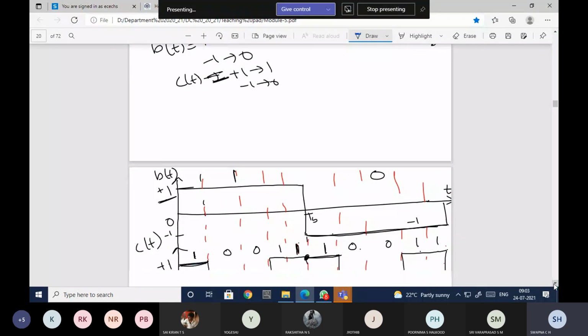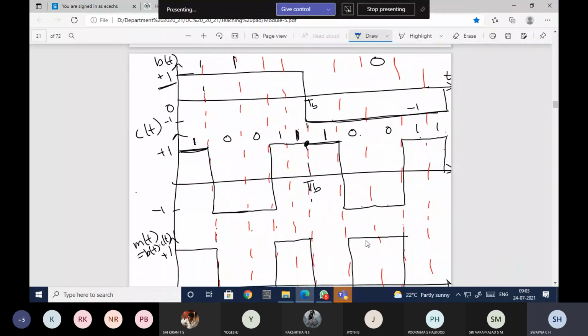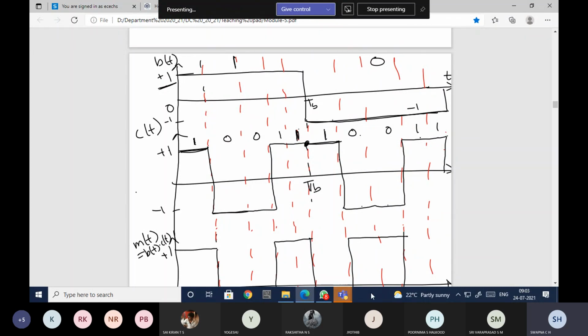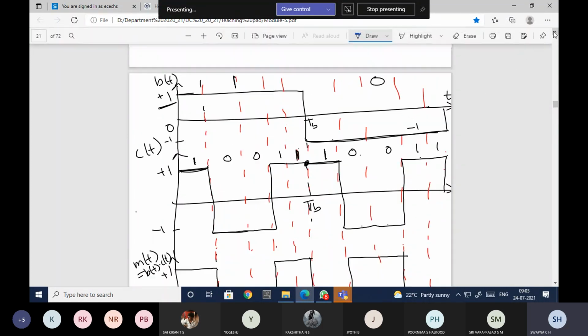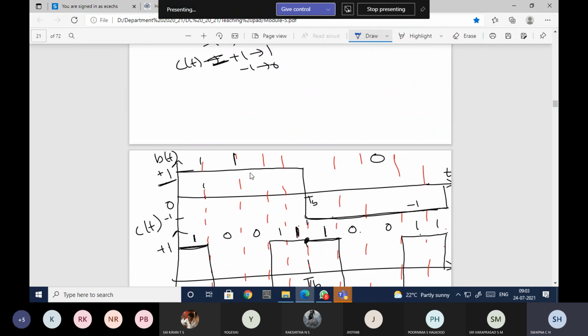So we have seen all the diagrams and waveforms related to the transmitter. I had B of t. B of t is nothing but your data signal. Generally, in all the previous cases we were writing 0 1 0 1 1 0 1 something like this. This is your data sequence. Here I have just taken only 1 and 0, just to show you.